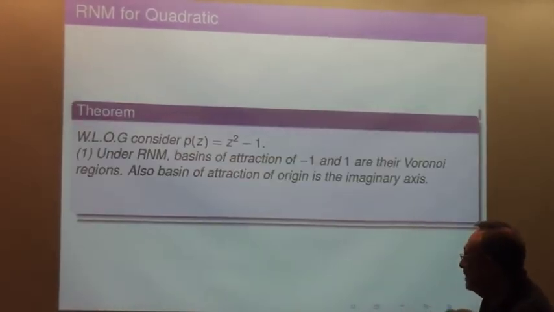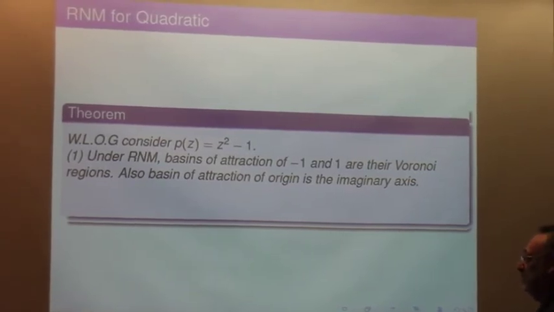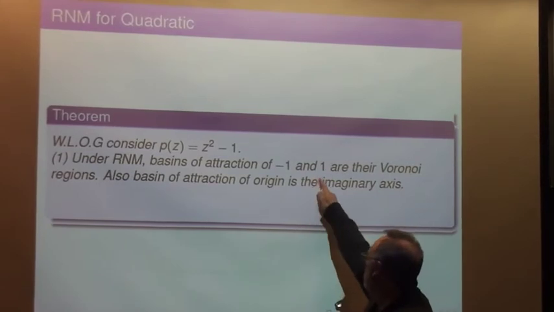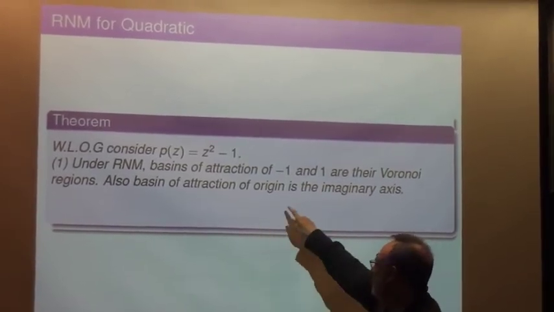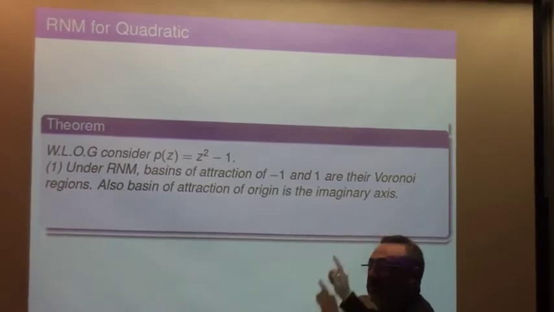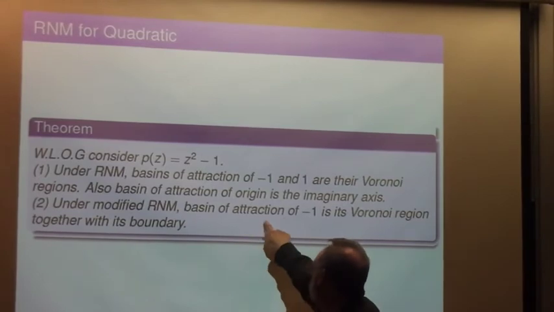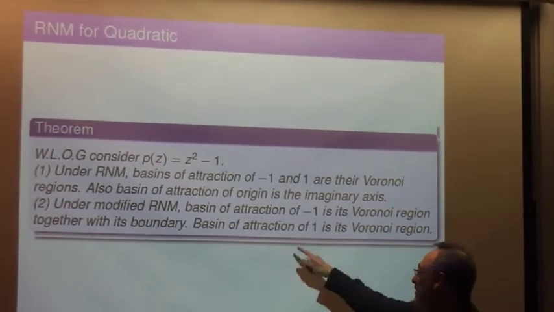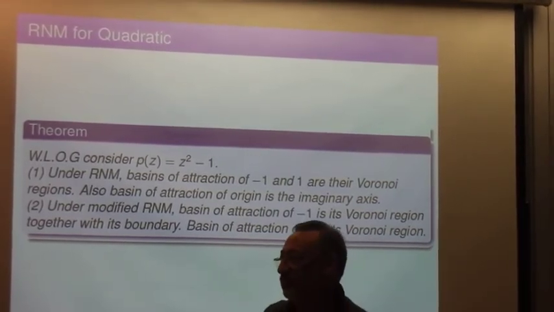So for quadratics, one can prove that without loss of generality the quadratic can be taken to be Z squared minus 1. Under RNM, the basins of attraction of minus 1 and 1 are the Voronoi regions. Also, the basin of attraction of the origin is the imaginary axis. Under modified RNM, the basin of attraction of minus 1 is the Voronoi region and its boundary. So we essentially force the boundary to converge to one of the roots.